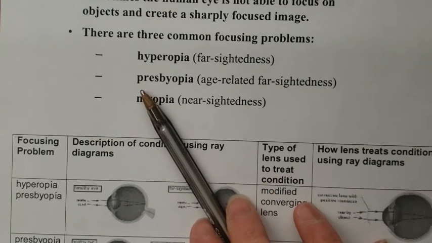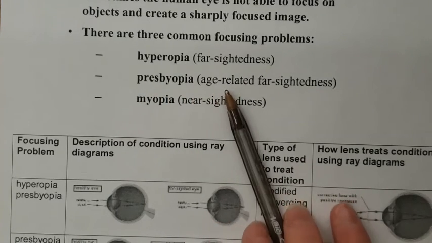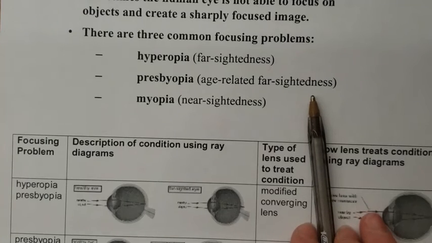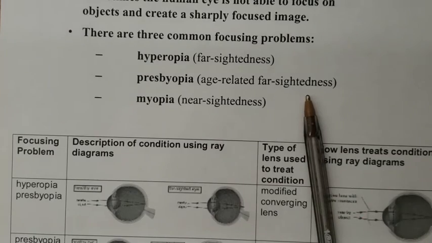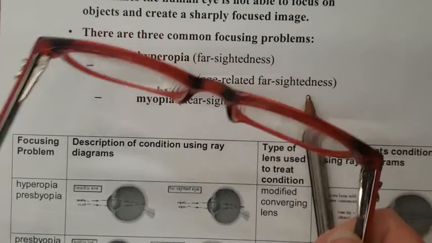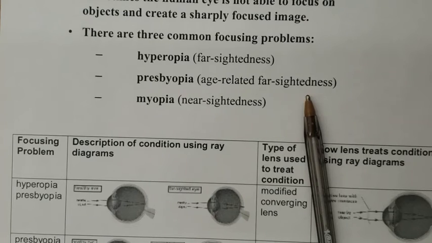The next one is presbyopia. It's age-related farsightedness. So this is where Mrs. Murnick is right now. I had 20/20 vision until my 40s. And now, in order to see things up close, I have to use these things called glasses. So it can be corrected with the use of glasses.